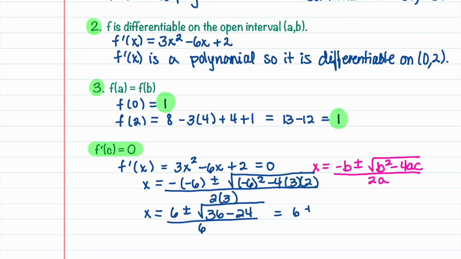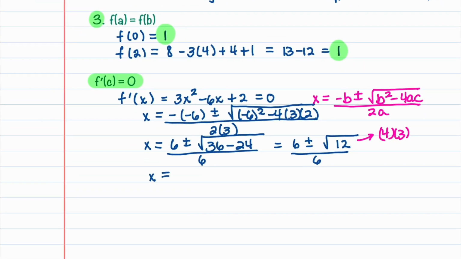So this is 6 plus or minus the square root. Let's see, 36 minus 24, that is 12, all divided by 6. When we take the square root of 12, that's just the square root of 4 times 3. So we can pull out the 4 as a 2. And we get x is equal to 6 plus or minus 2 square root of 3, all divided by 6. So this is 1 plus or minus root 3 divided by 3.